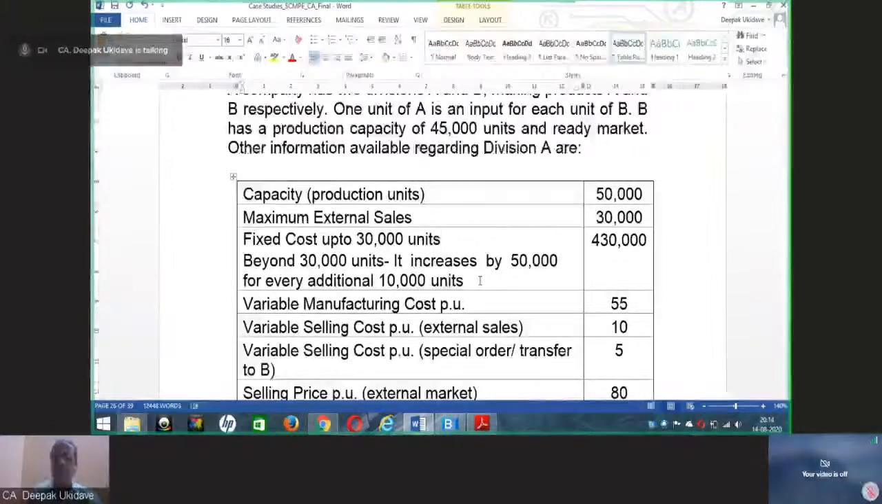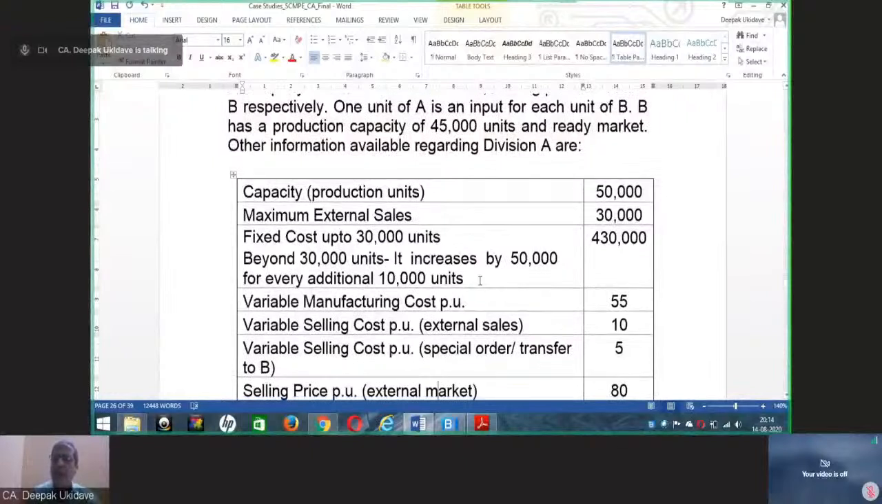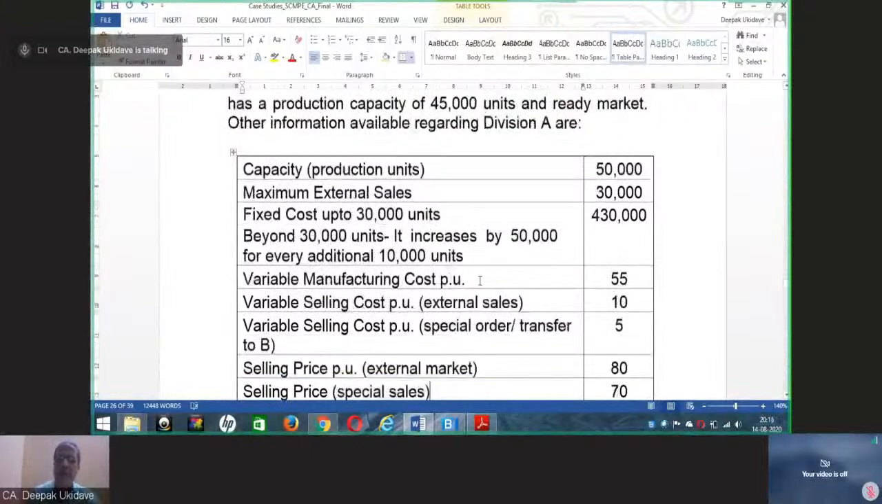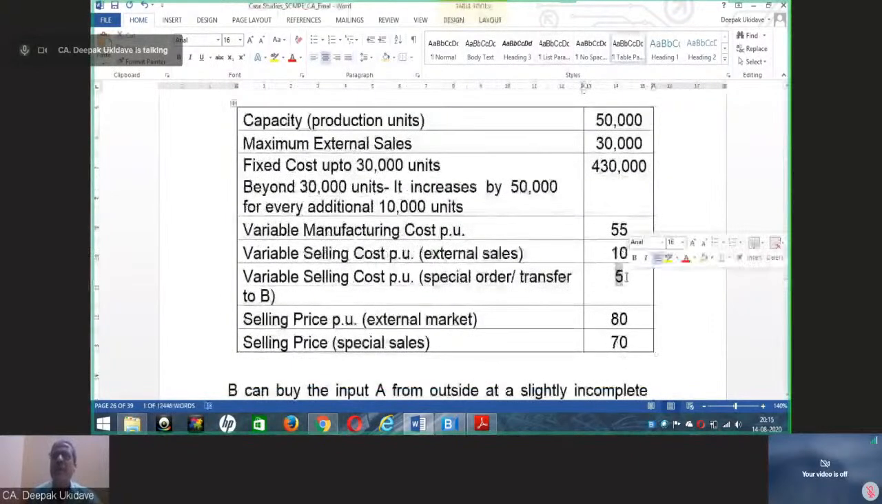Variable manufacturing cost per unit is 55. Variable selling cost per unit for external sales is 10. Variable selling cost per unit for special order transfer to B is 5 rupees. That means we had seen in the earlier question also, selling and distribution overheads we do not recover from our internal customer. So variable selling cost to external customer is 10 rupees, but variable selling cost for this transfer to B or special order is just 5. So this demarcation, this bifurcation, you'll have to keep in mind. And that discrimination will always continue between external sell and internal transfer.